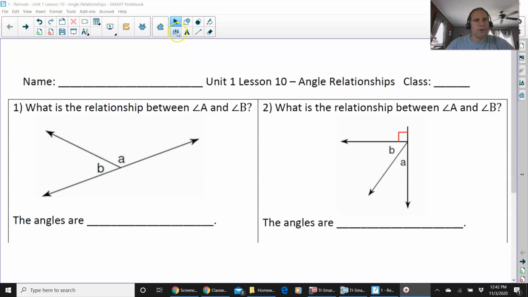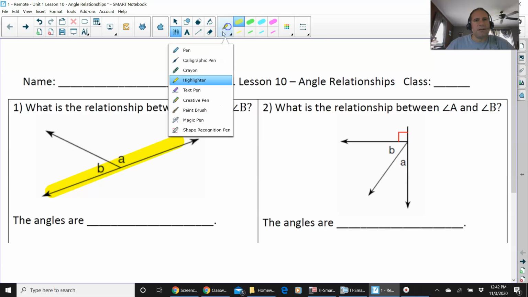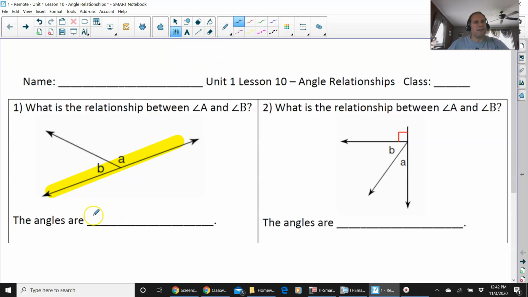Hopefully you've answered this. And remember, this is a straight line. Straight lines, the relationship between both of these, they add up to be 180 degrees. So the relationship is that they are supplementary.